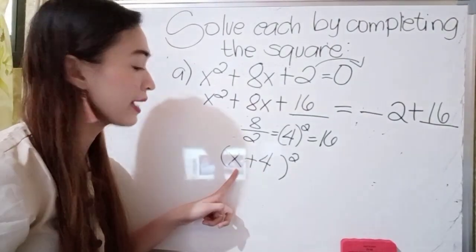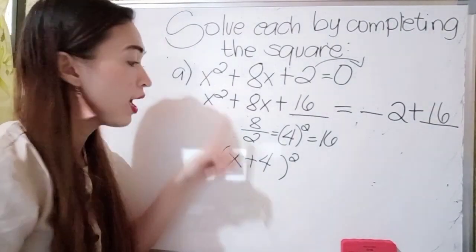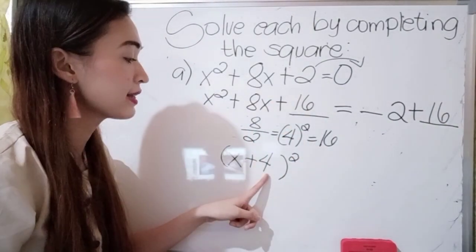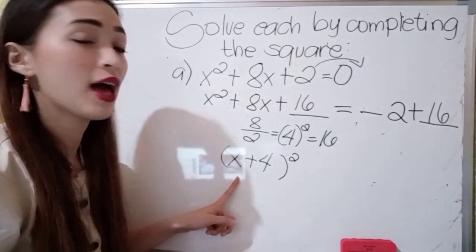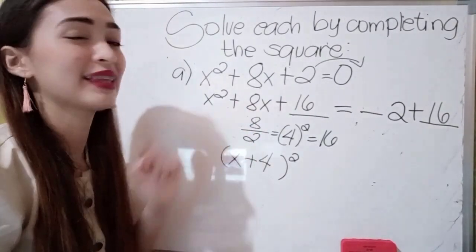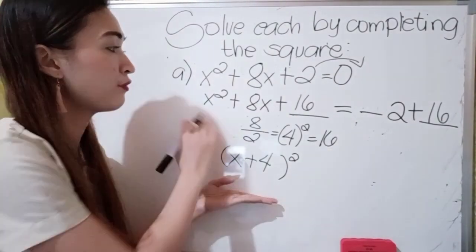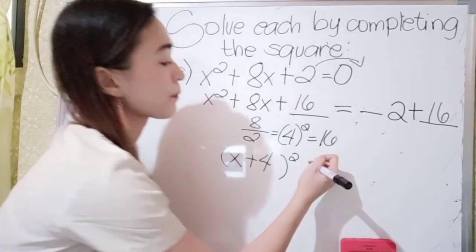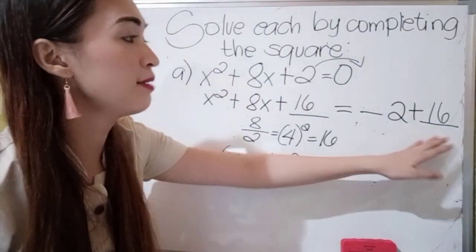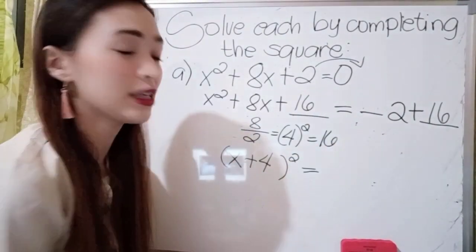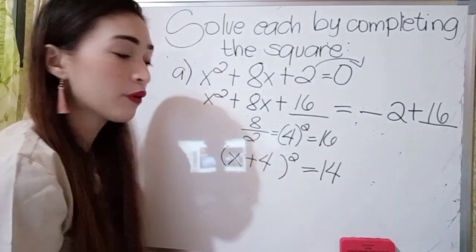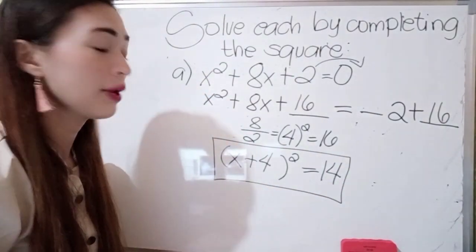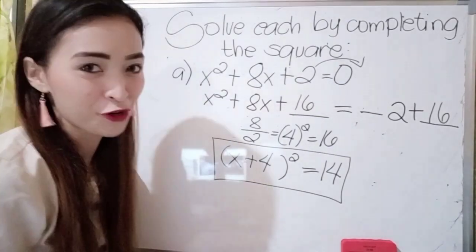Why? Because x times x is x squared and 4 times 4 is 16. And then x times 4 is 4x, times 2 is 8x. That's why the factored form of this equation is x plus 4 squared. Again, equals, so simplify this. So negative 2 plus 16 is positive 14. So our answer now is this one.